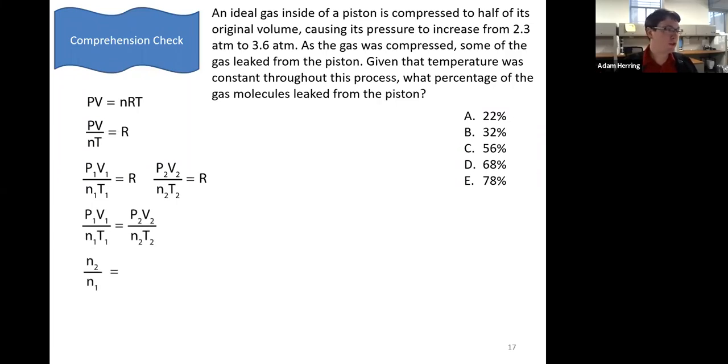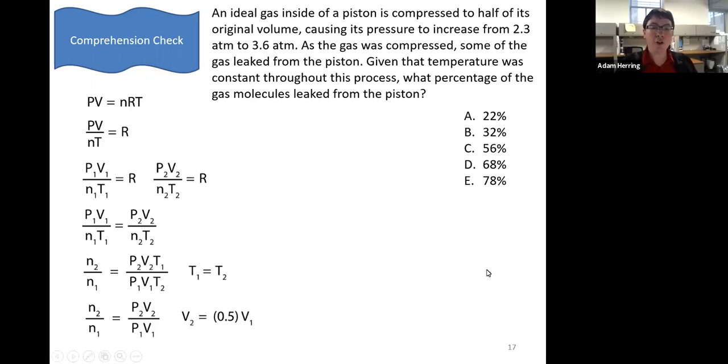We know that the moles are related to the pressures, volumes, and temperatures. Again, we're looking for the percentage of gas molecules that leaked out. So by taking the ratio of the moles, we can find out the ratio of how much there was to how much there was left over. We know that the temperatures are the same. Therefore, we can relate moles just to the pressures and the volume.